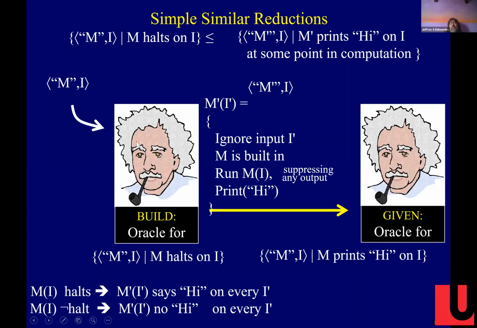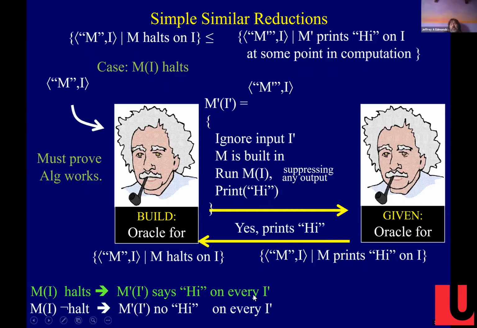And so we want to prove that this program works. Does it work? If the answer is yes, if M halts on I, then M prime says hi on every input. So if M on I halts, then M prime says hi no matter what. So the oracle will say yes no matter what. So we say yes, and we know that we got the right answer.